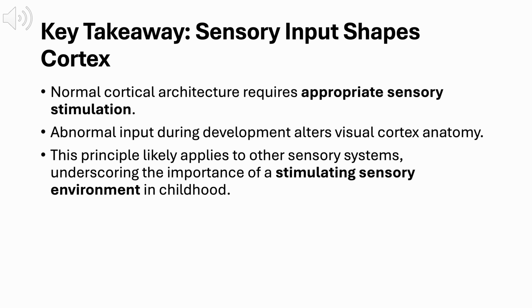This slide is the big picture takeaway for the entire chapter. The visual cortex doesn't develop correctly on its own. It requires appropriate sensory stimulation. Normal input builds normal cortical architecture. When sensory input is abnormal during development, the cortex adapts to that abnormality. Those adaptations are structural, not just functional, and they can persist long after the original problem is gone.